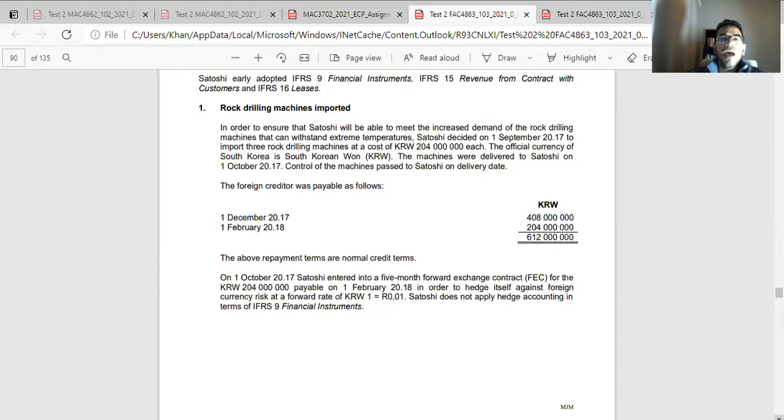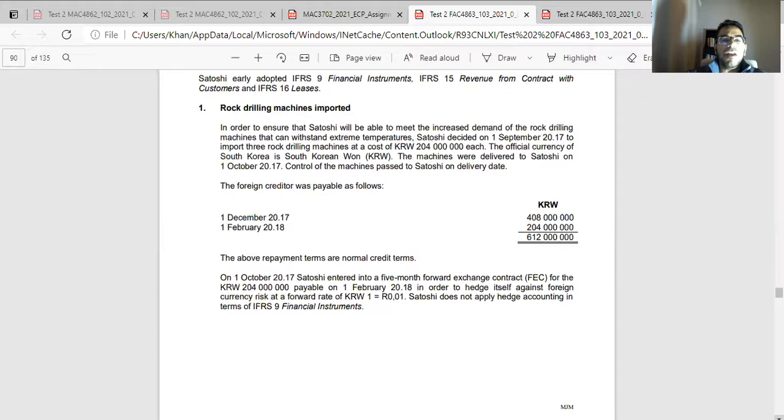So therefore, at 31 December 2017, the end of the current financial year, that liability will still be outstanding. As a result, we're going to have to remeasure it to the closing rate at 31 December 2017, and any gain or loss on that liability will go through profit or loss as a foreign exchange gain or loss. Okay, so just take note of that.